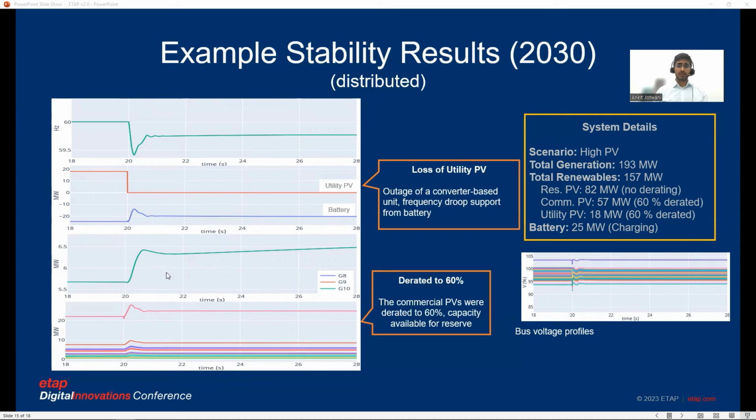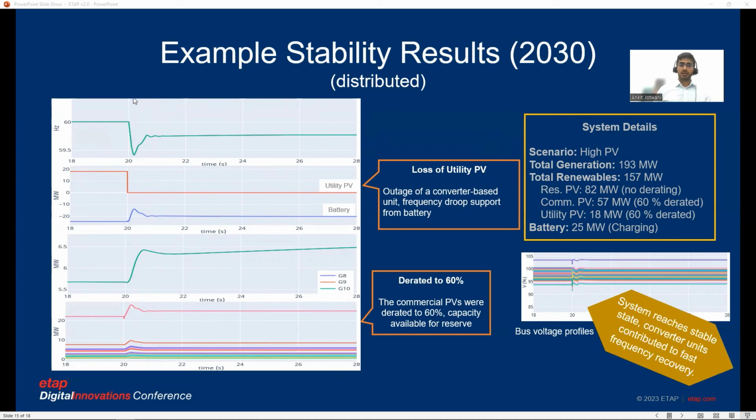So we see that the synchronous generators, whichever were active, push more active power into the system. However, the more interesting response is from the converter-based units. Because the PVs were derated, they also now inject more active power into the system to bring the frequency back and prevent the decline of the frequency. And this is what we also see from the battery plant. So you see a reduction in the power consumed by the battery plant.